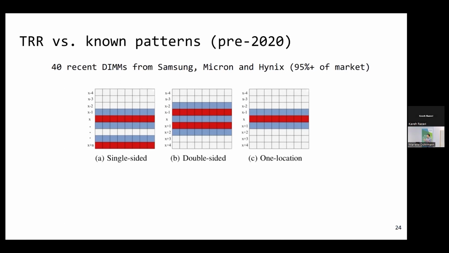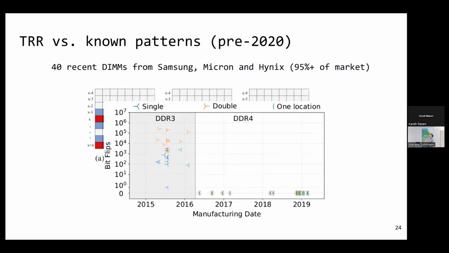So we took these 40 DIMMs and tried these three different patterns that were known at the time, and this is what we found out. On the y-axis we have the number of bit flips. On the x-axis we have the manufacturing date of the device. We also had some DDR3 devices from the past. For DDR3 devices, you could see that these patterns would trigger bit flips. But for DDR4 devices, we could see that there are no longer bit flips.